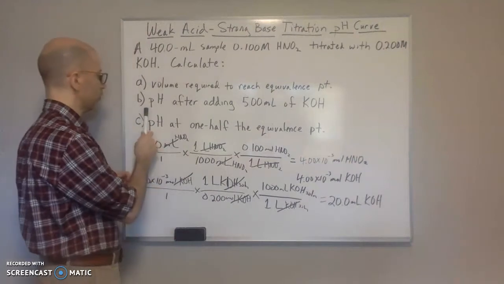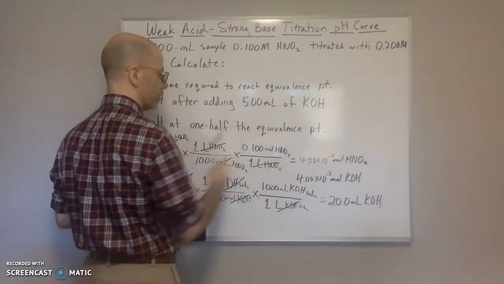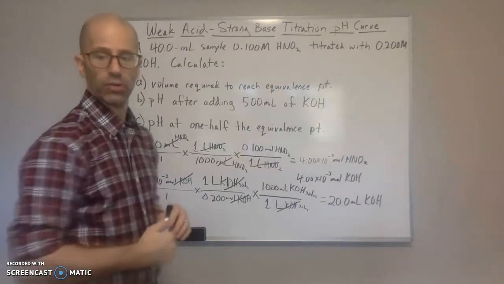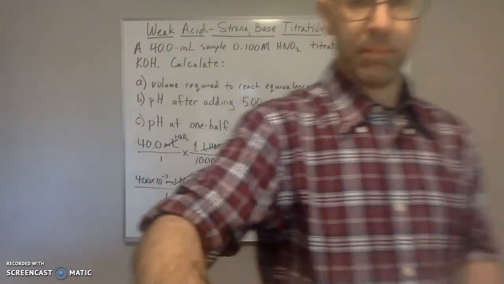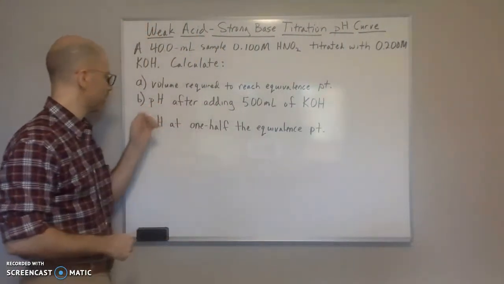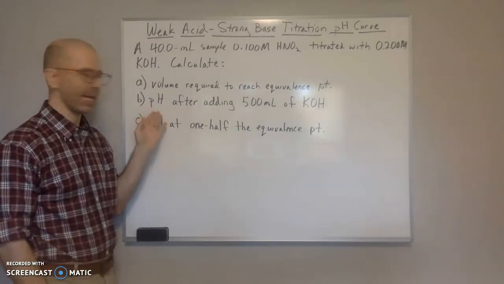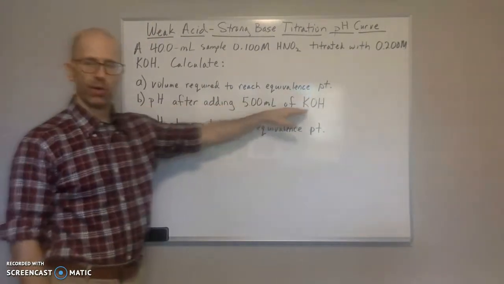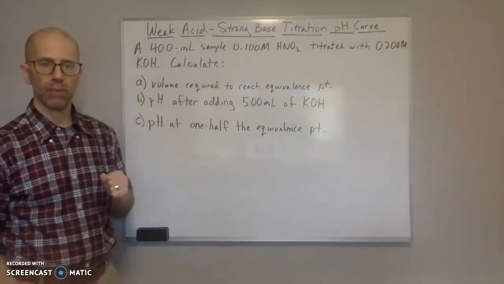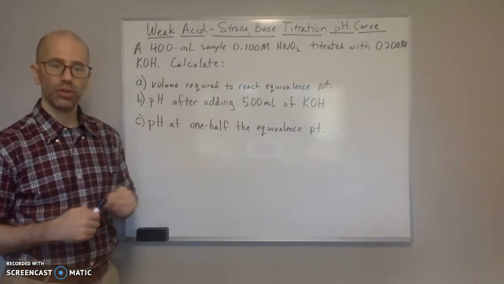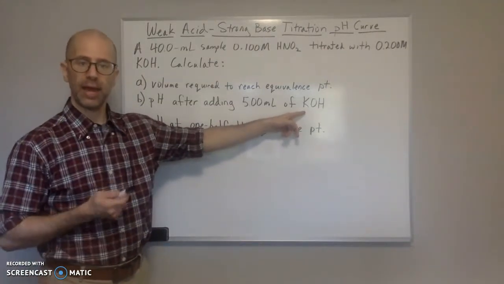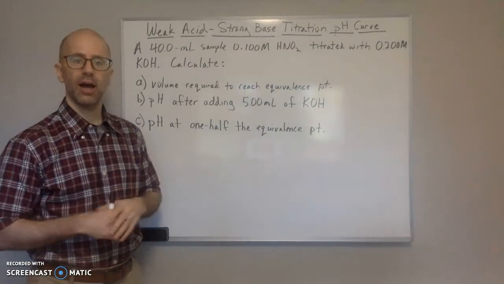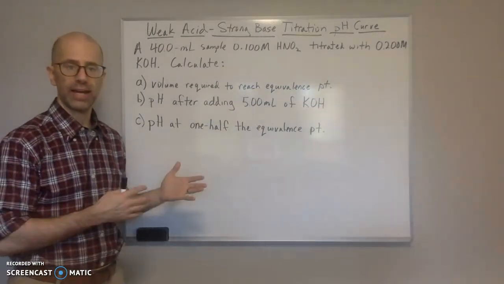So now for part B, it says, what is the pH after adding 5 mL of the KOH? So let's erase the board here. Okay, so here we go for B. They're asking for the pH after adding 5 milliliters of KOH. So remember, KOH is a strong base. And so what you need to do is calculate how many moles of hydroxide ion you have added. And that hydroxide ion is going to completely react with the weak acid that is available.